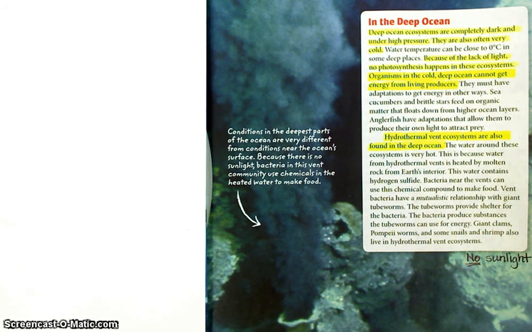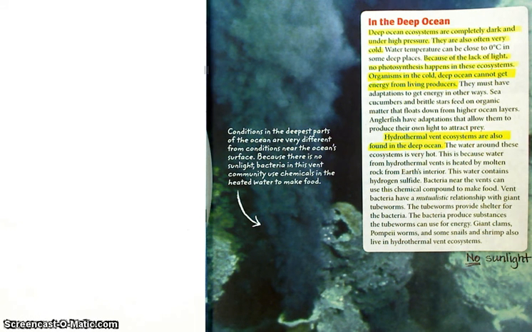Because of the lack of light in deep ocean ecosystems, there is no photosynthesis occurring. So you don't have little plants or phytoplankton or whatever existing down in deep ocean ecosystems because there's no sunlight for photosynthesis to happen. So organisms in the cold deep ocean cannot get energy from living producers, things that make their own food from sunlight.